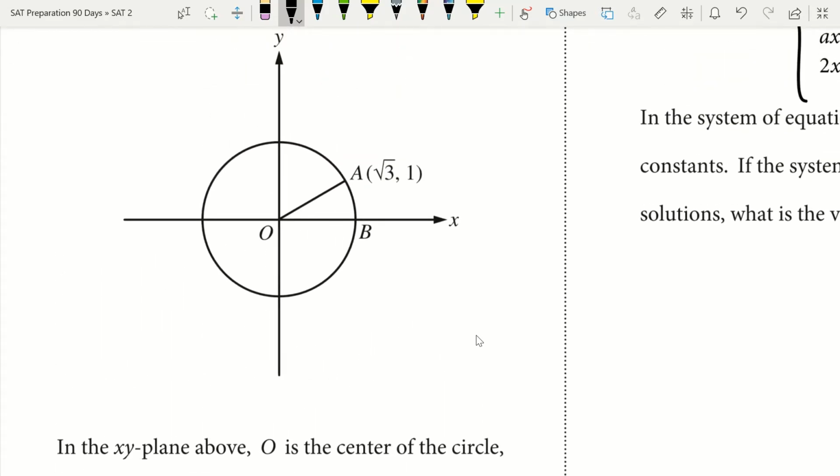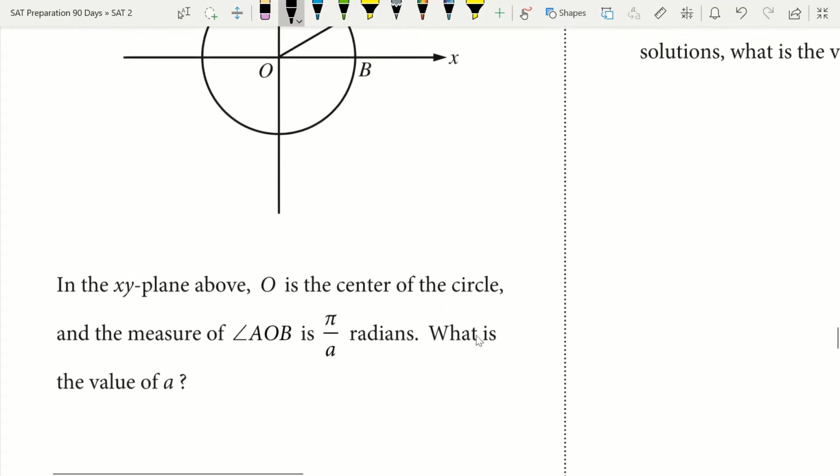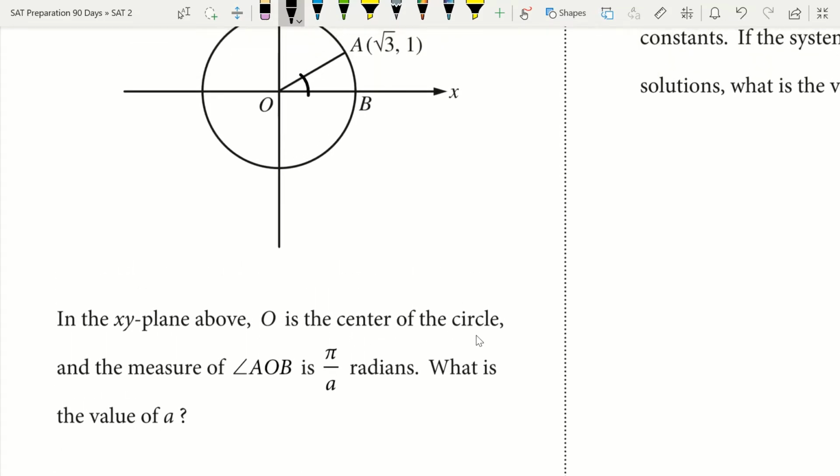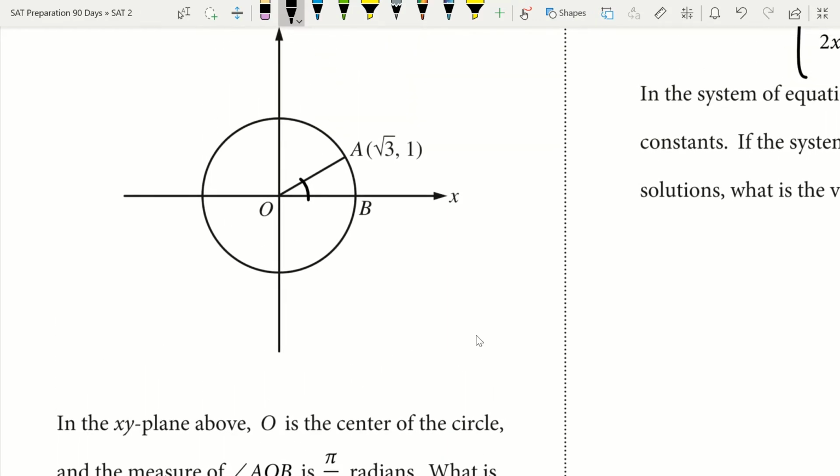So in the xy plane above, O is the center of the circle and measure angle AOB is pi over a radians, solving for the value of A. Okay, so that's going to be my angle right there that I've marked. I see I have a root 3 right here because that's my x value, and I see I go up by 1. Okay, what do I see here immediately? I see that that's going to be a 60, 30, 90 triangle.